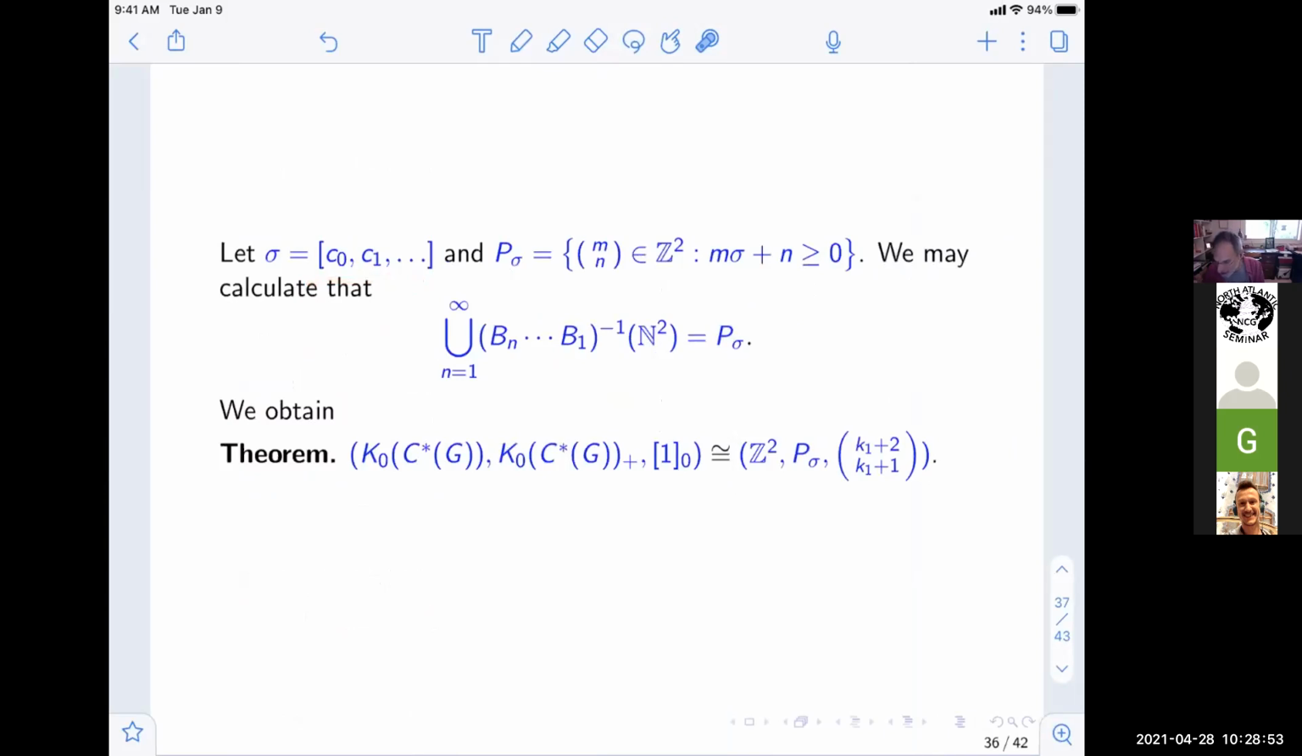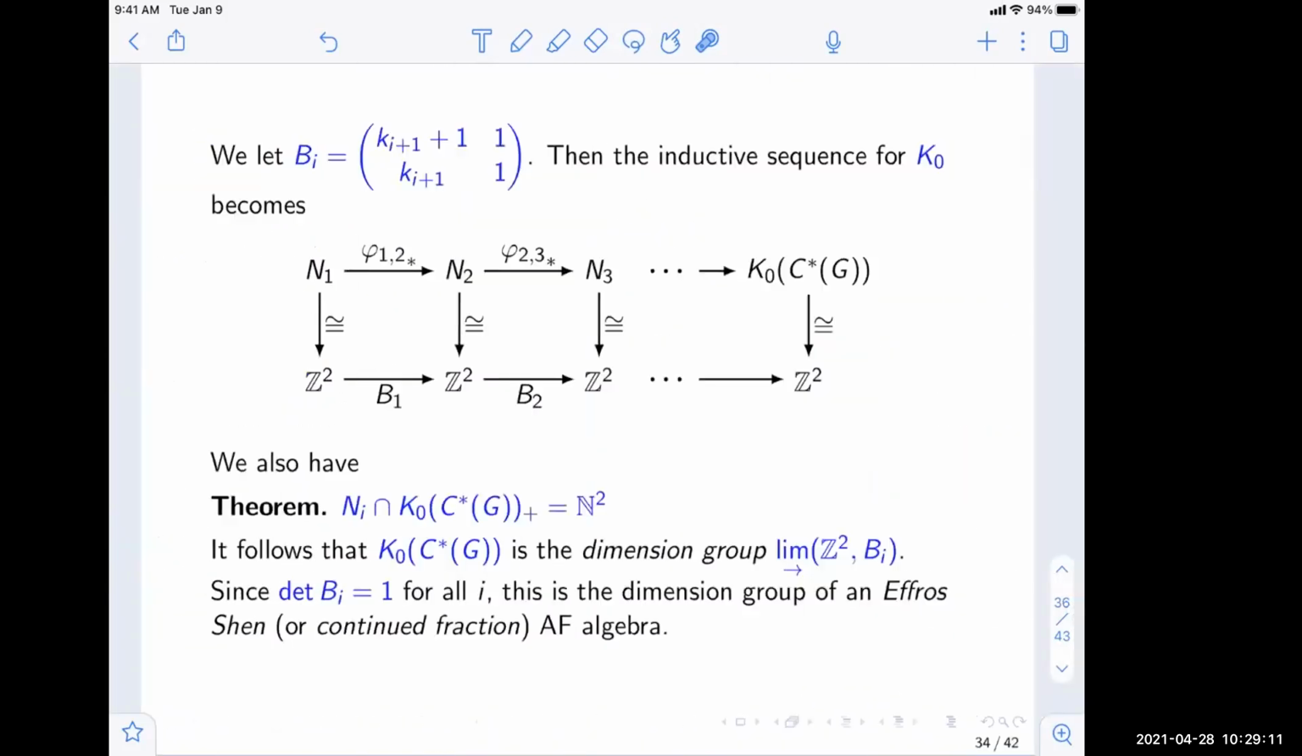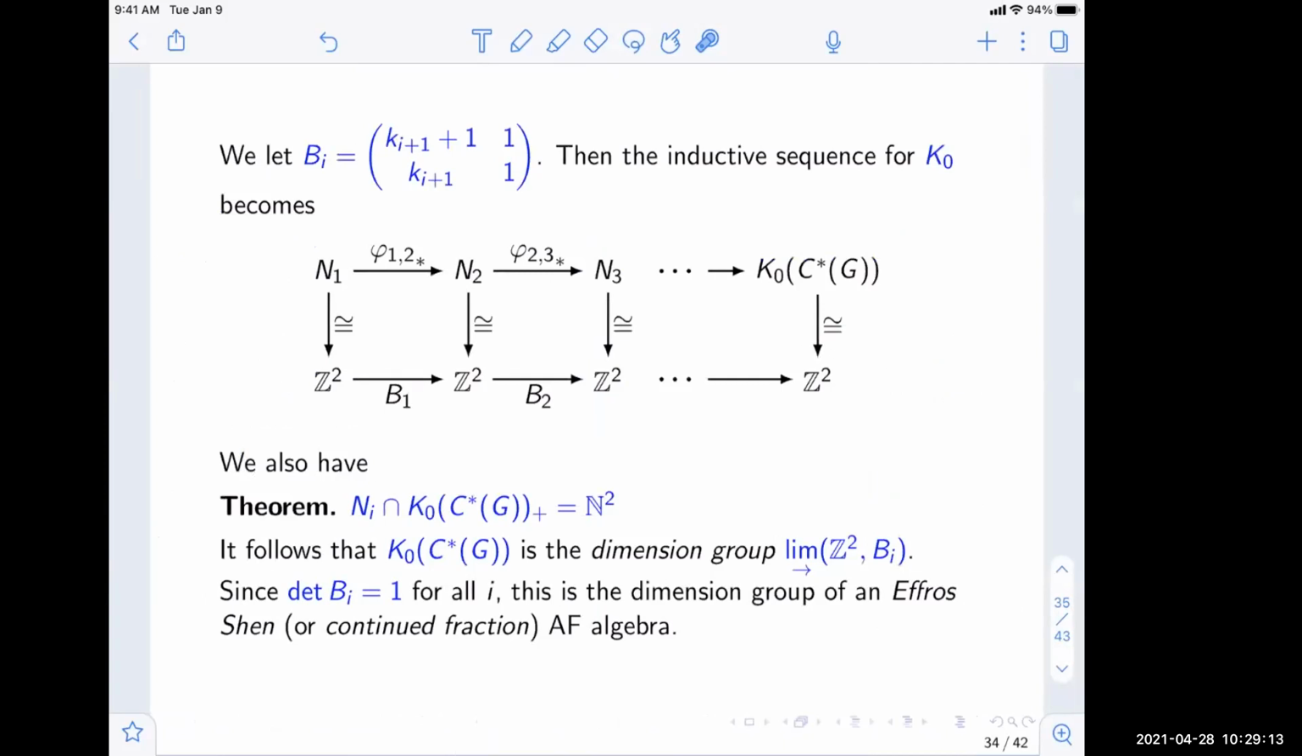And then P sigma is the usual thing, ordered pairs of integers that give us a non-negative number when combined with sigma in this way. So that's the positive cone in the corresponding continued fraction algebra. And now, coming back to this picture, how do we identify the positive cone? We look at the usual positive cone in each of these, and we pull them back to the first place by using the inverses of these matrices.